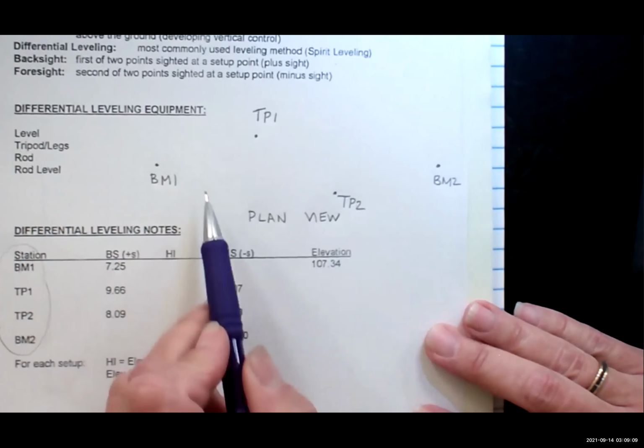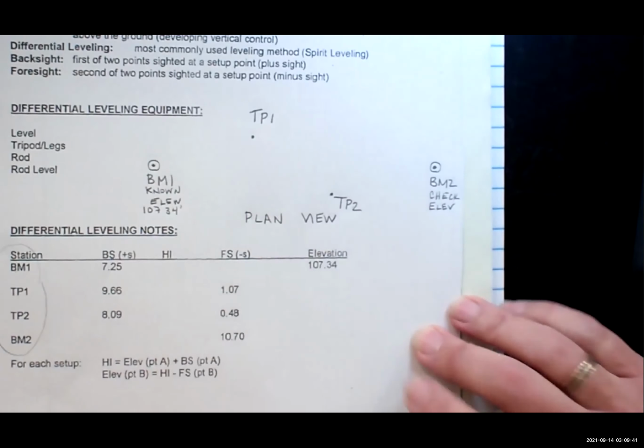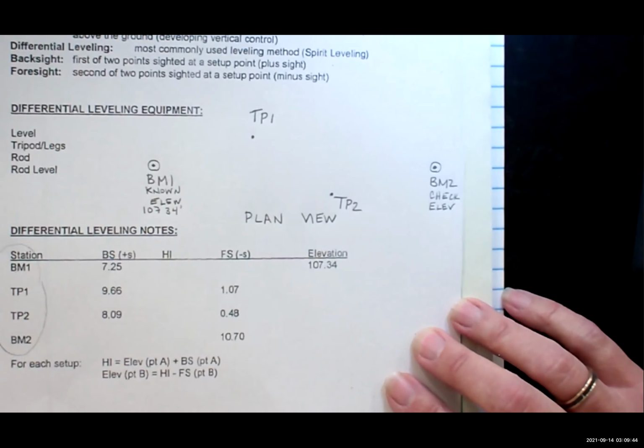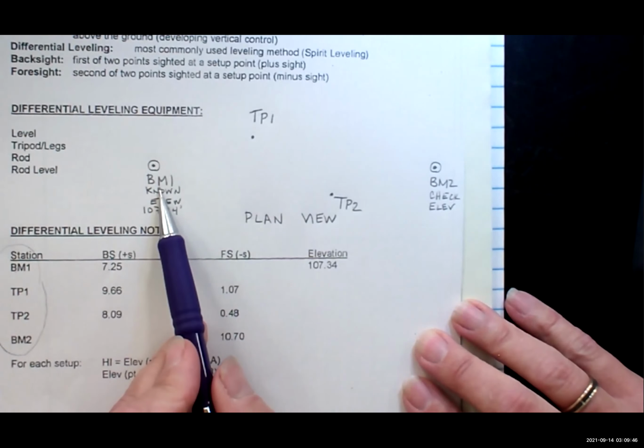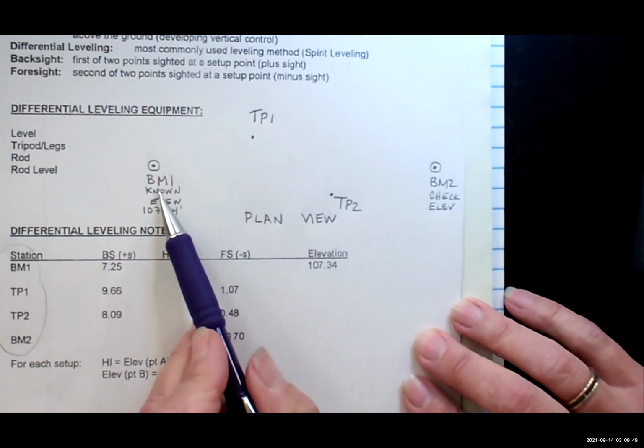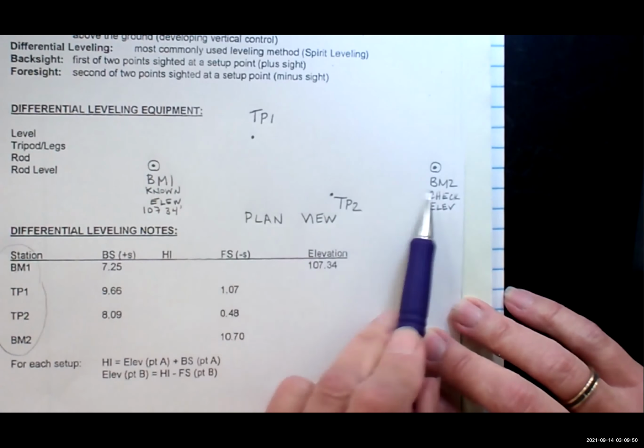So this is a point of known elevation. And this one's a point of known elevation too, but I want to check to make sure it's correct. This one is a known elevation, and they gave it to us. They said the elevation is 107.34 feet. And this one, I want to check the elevation. Maybe there was a little earthquake or something, and I would just want to check it. But I can't have one setup that I could see benchmark 1 and 2. I have to move from one benchmark all the way to the other one.